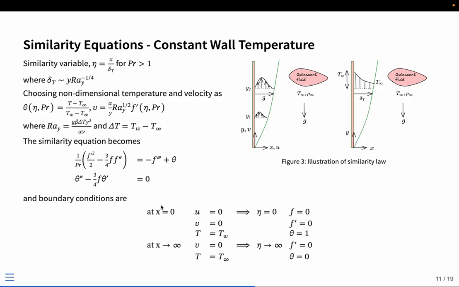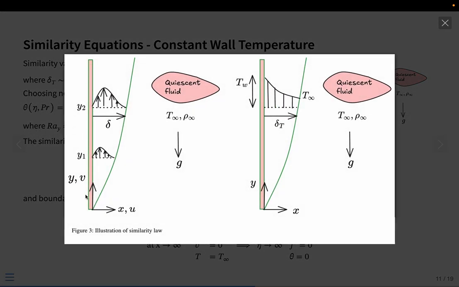with appropriate boundary conditions. The boundary conditions are basically, at the wall, the velocities are 0 and the temperature is equal to TW. Far enough from the wall, the temperature is T infinity and the velocity is 0. When we were solving the forced convection problem, we had a constant velocity even outside, but here it is not the case.